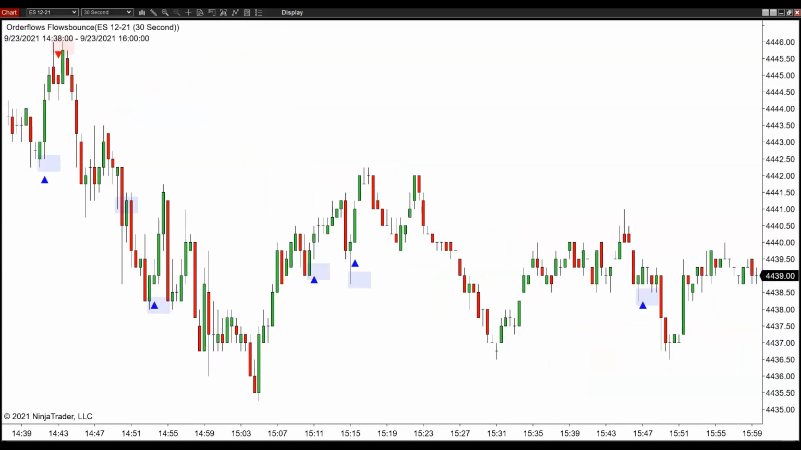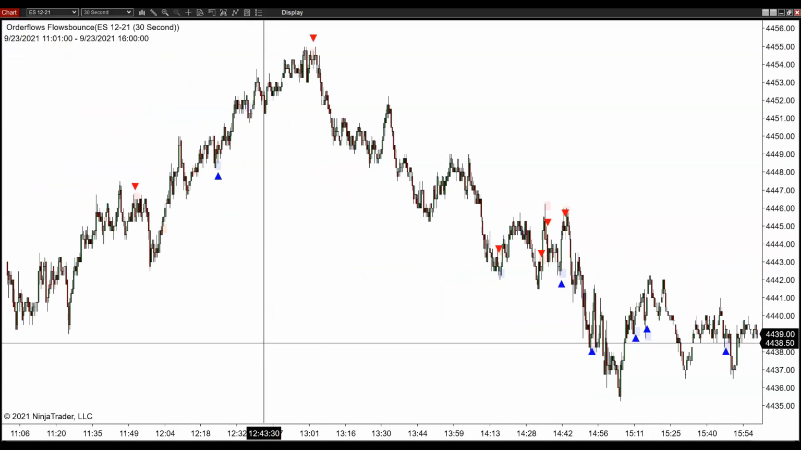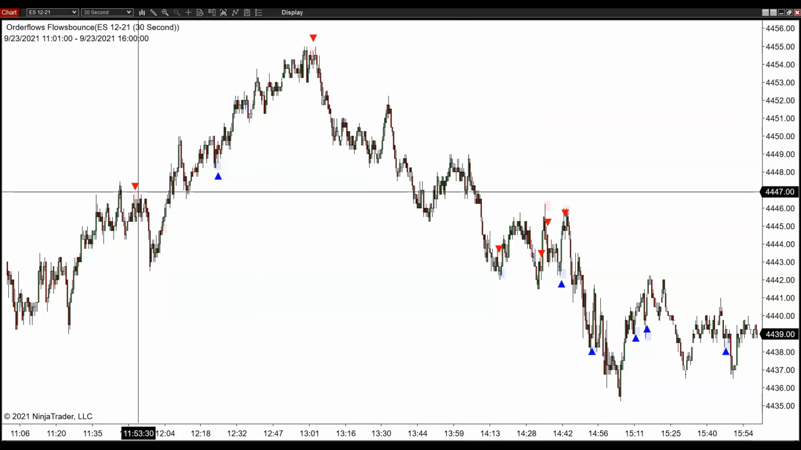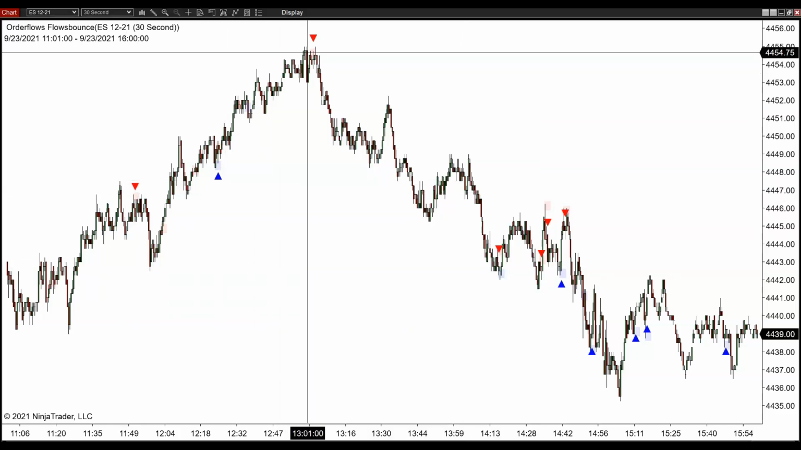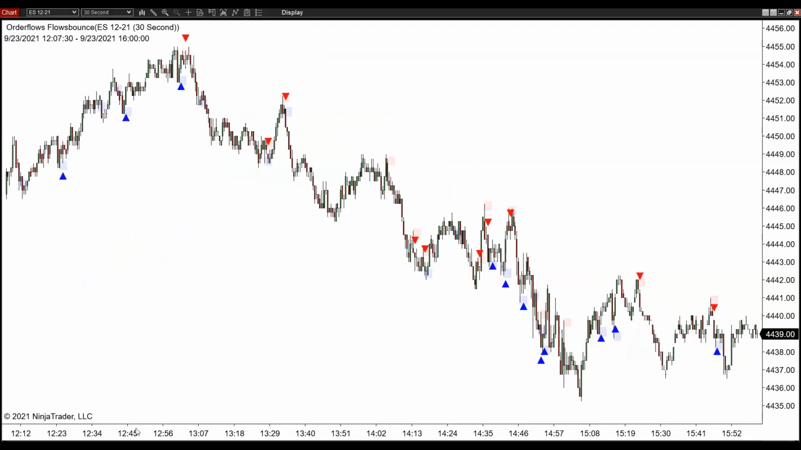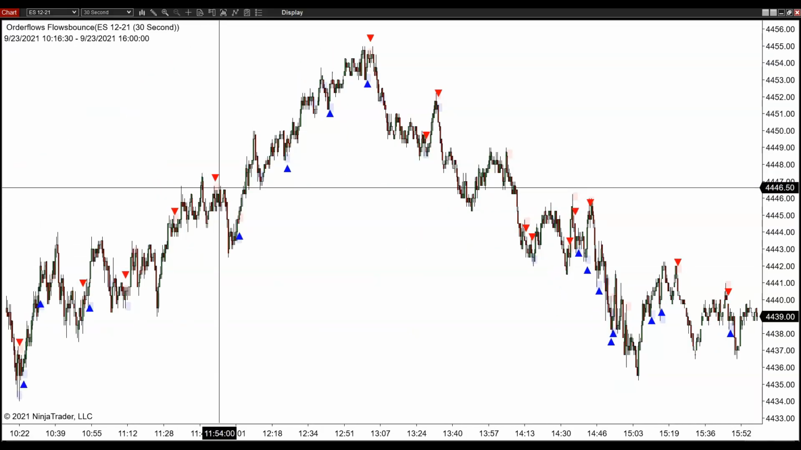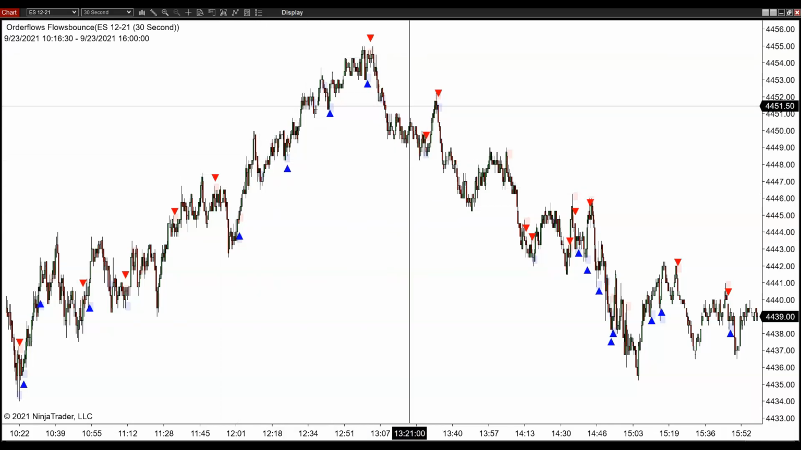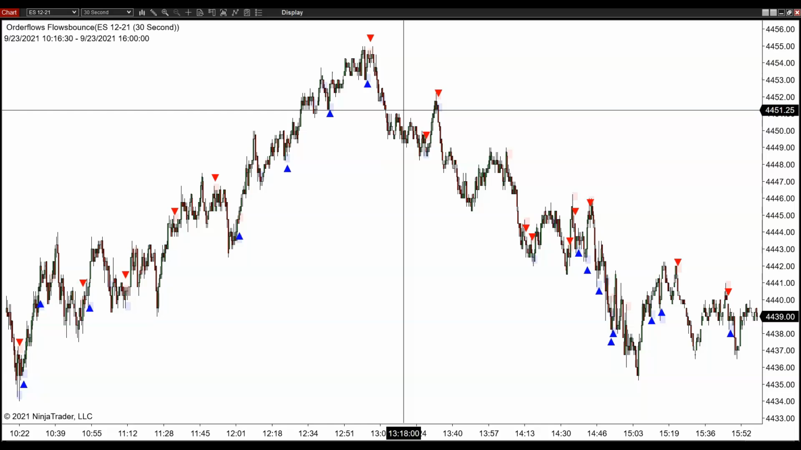Now, here you see 5, whereas before on the other chart, this was 1. So now the bounce strength is 5. Here you see a sell, a buy, a sell up here. Now, when it's set at 1, you have the sell here, buy, buy, buy, buy, sell, sell, sell. So you're seeing more signals with the weaker setting.